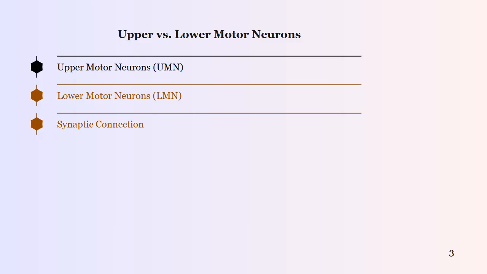3. Upper versus lower motor neurons. Upper motor neurons. These originate in the cerebral cortex and travel down to the brainstem or spinal cord. They are responsible for planning and directing voluntary movement. Lower motor neurons, LMN. These carry the signal directly from the spinal cord to the effector muscles. They serve as the final common pathway for all motor output. Synaptic connection. The UMN synapses onto the LMN, creating a relay system that translates mental intent into physical action.